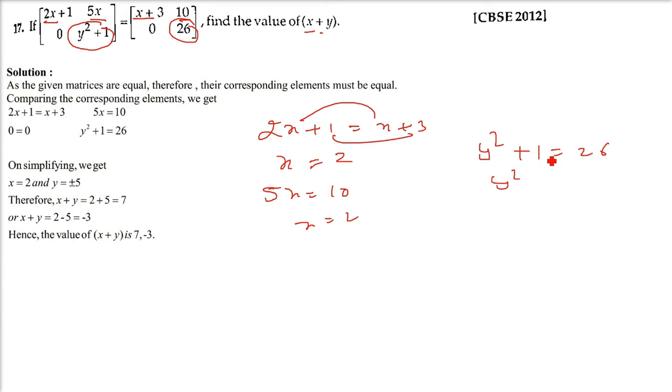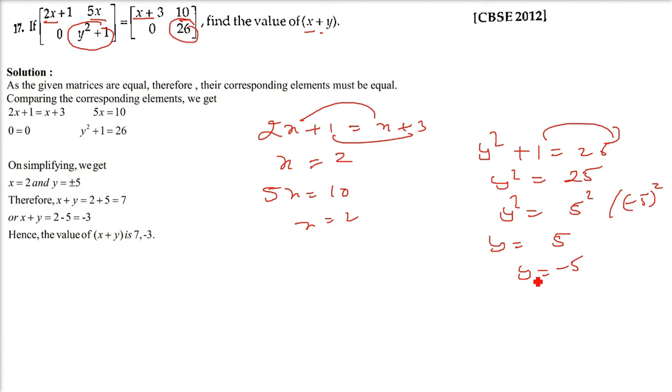So if 1 goes there, it will be 25. 25 can be written as (-5) whole square also, or (+5) whole square also. So y will be equal to either 5 or -5. Now I'll use this x and y, taking both the values of y. First we will take x as 2, y as 5, and similarly x as 2 and y as -5. So the first value gives us 5 plus 2, which is 7. The second value gives us 2 minus 5 equals -3.